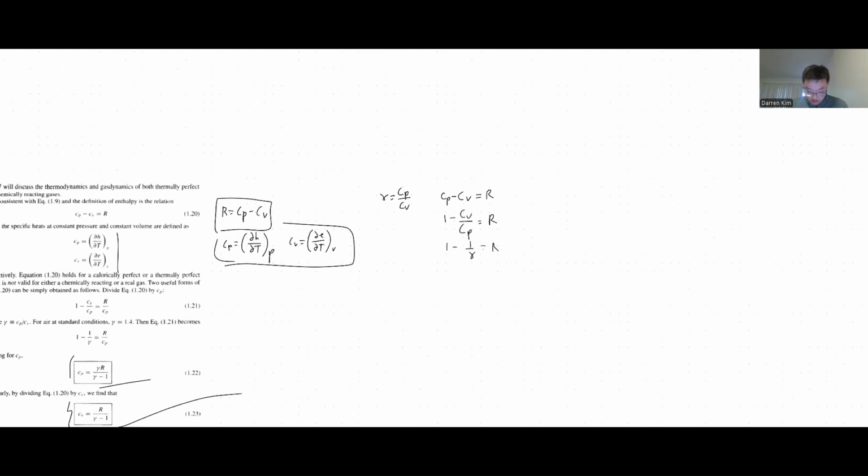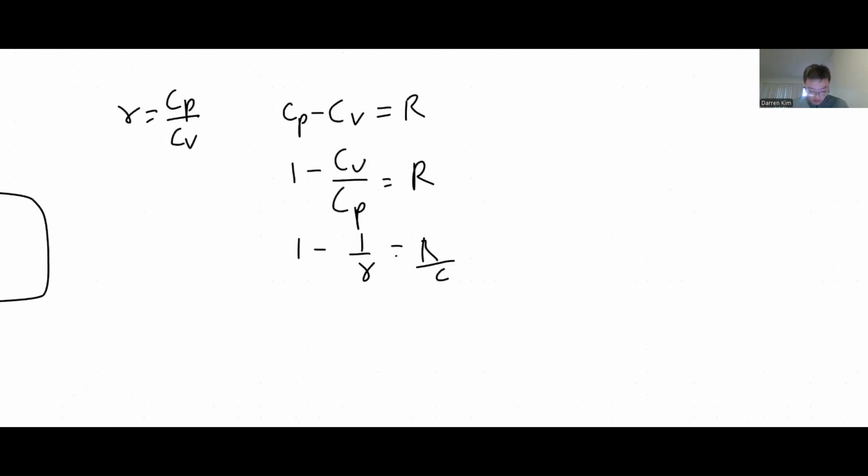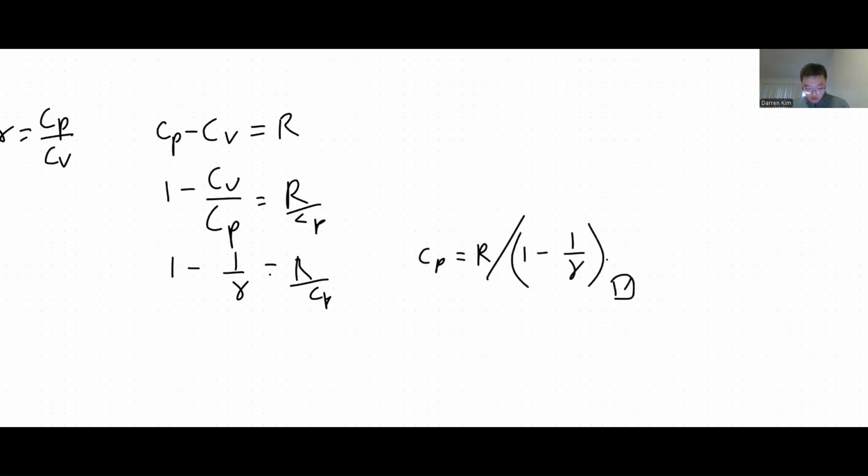No, I did not. I forgot to divide by CP over here. And then a little bit of rearranging shows you that alpha minus 1 over alpha. There's a CP over here and it's equal to R divided by 1 minus 1 over alpha in parentheses. And this, if you simplify it enough, gets you the other forms.